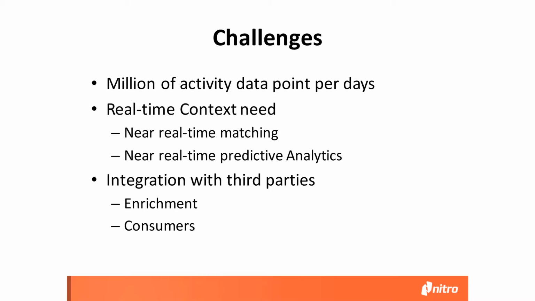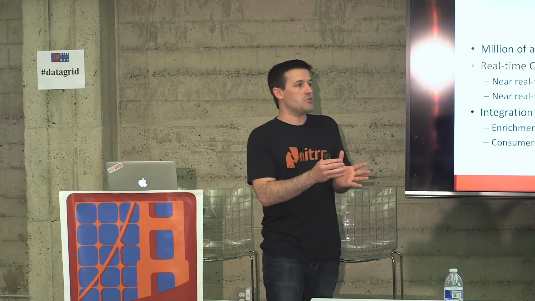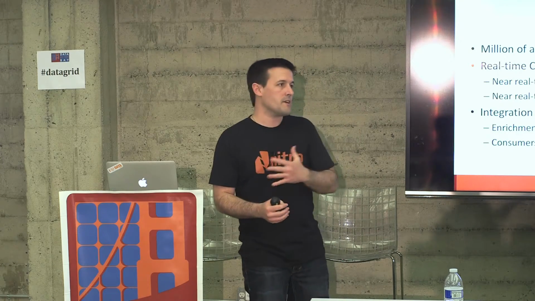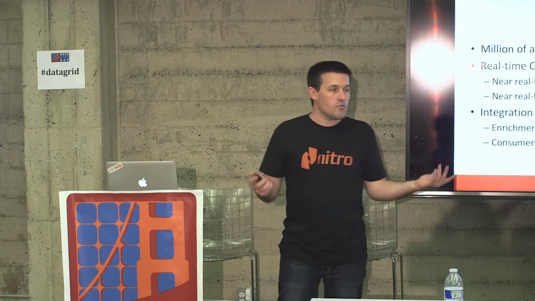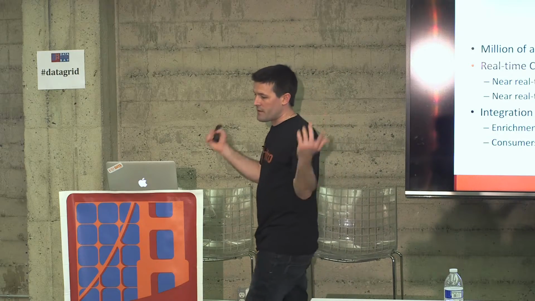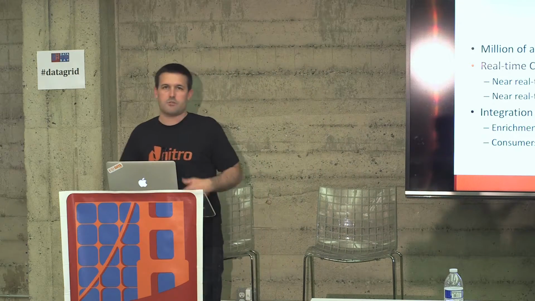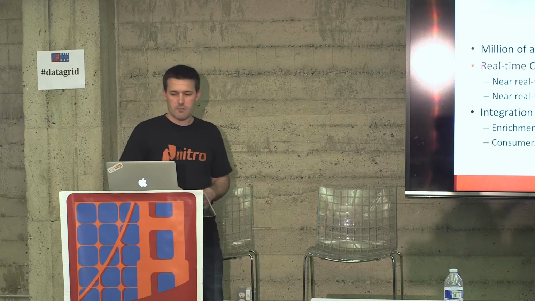We need a real-time context as well, because we need to understand what the user is currently doing. Doing post-analysis is not enough. We can do post-analysis to calculate predictive behavior, but we need to understand the context in real time. So we can do near-time matching and near-time predictive analytics just to be sure that the user will go down one path or another. And we need to do integration with third parties, with various technologies, which might need near-time or real-time.